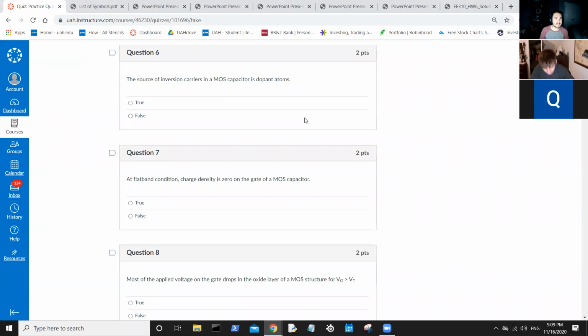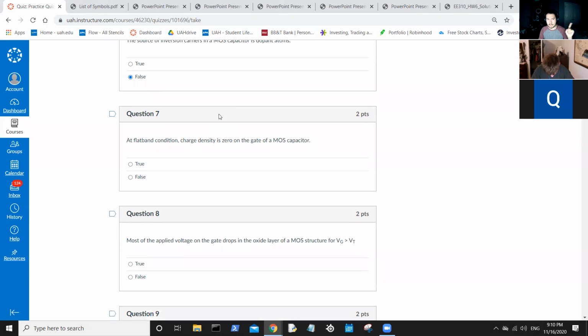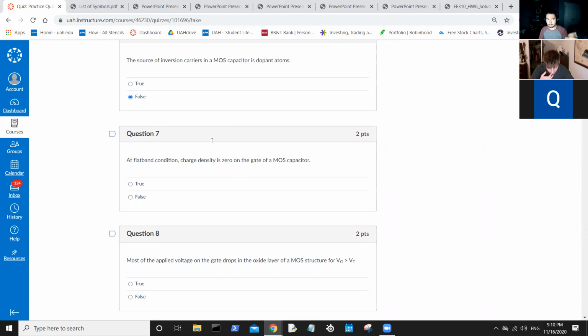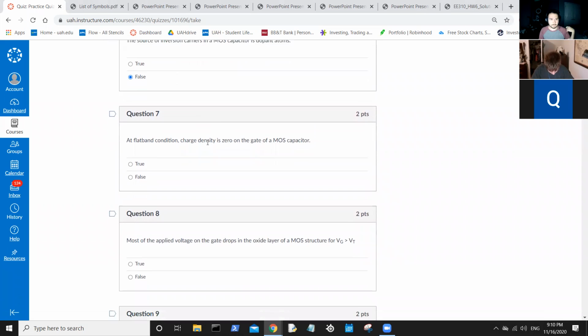All right, question 6. The source of inversion carriers in a MOS capacitor is dopant atoms. This is false. The source of inversion carriers in a MOS capacitor is the thermally generated ones, if I'm not mistaken. But I know for a fact this is false. Later on, there's a question about thermal generation, and I'm pretty sure that's where the inversion carriers come from.